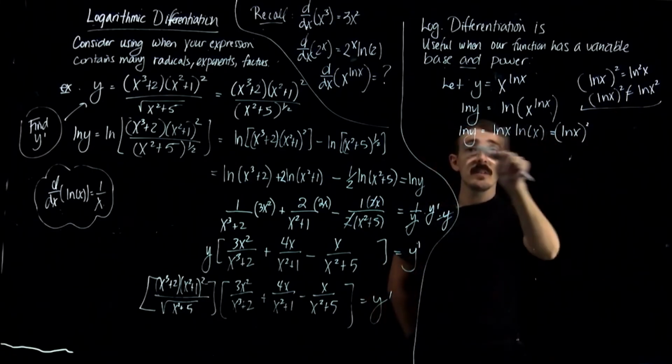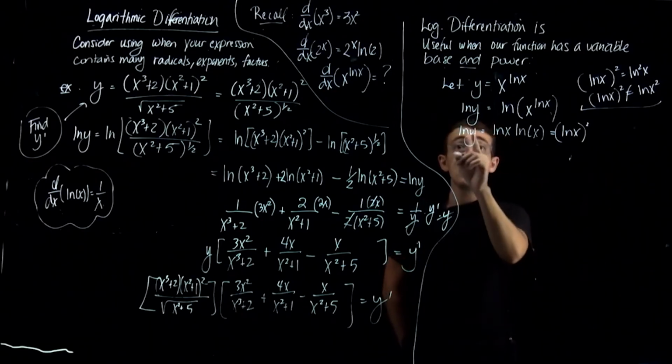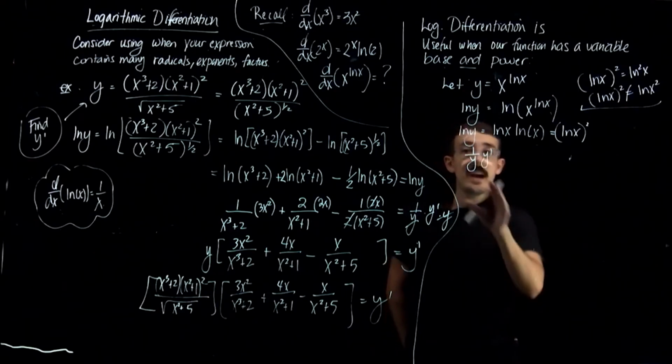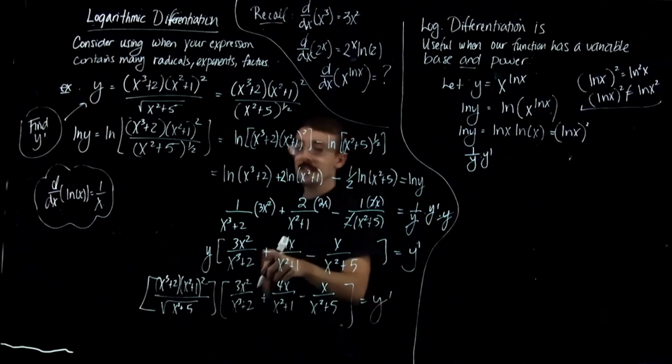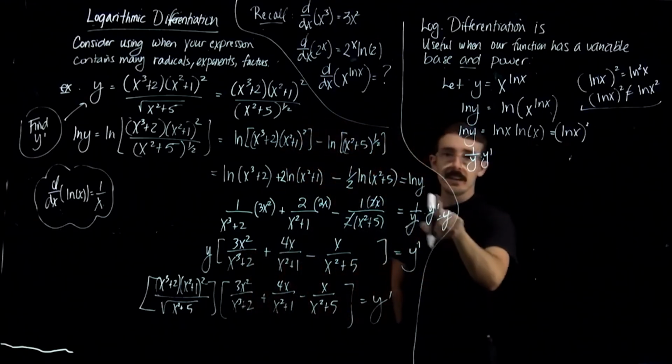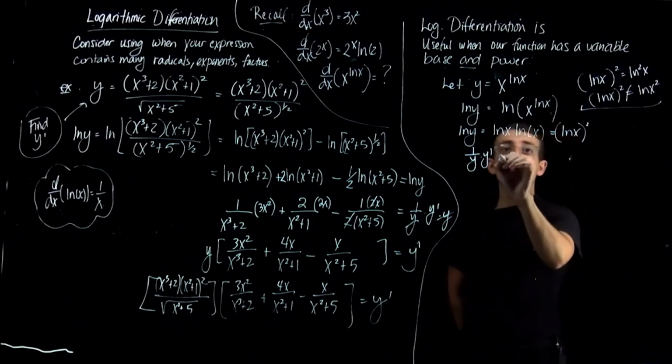Now I'm going to take the derivative of both sides because this is pretty manageable. So using implicit differentiation, derivative of the left side is 1 over y times y prime. That happens almost always because you saw it happened over here, right? Yeah, right here. We had that step. So you usually see that on one side.